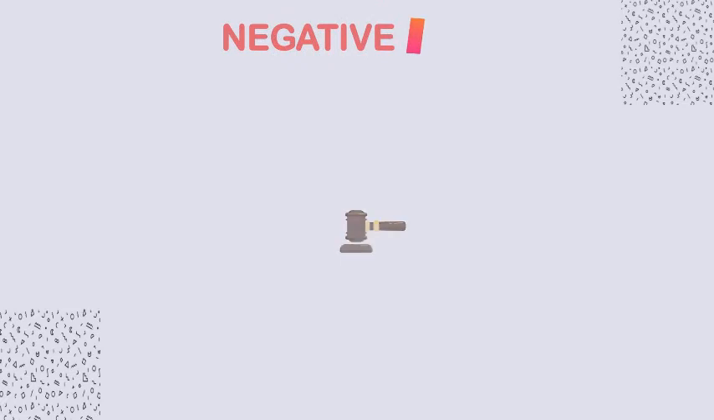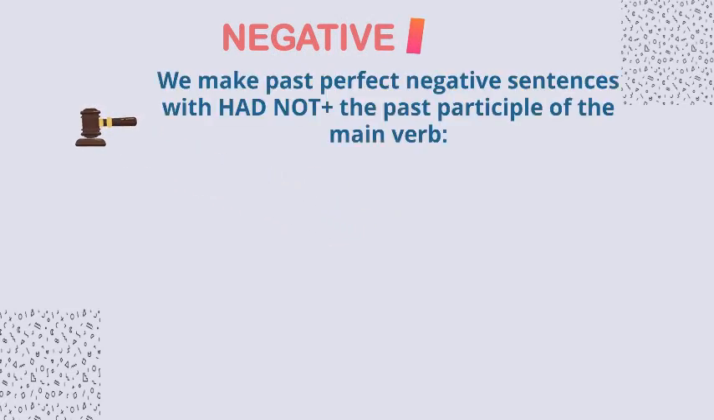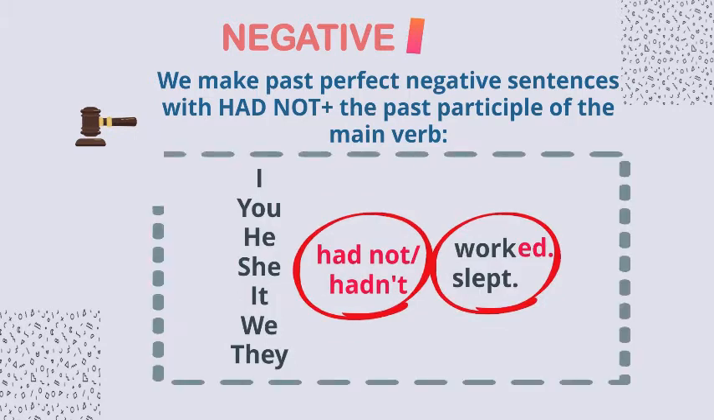Next, we'll learn how to make the negative forms. We make past perfect negative sentences with had not, hadn't, and the past participle of the verb, so we say I had not worked, you had not worked, he had not worked, she had not worked, it had not worked, we had not worked, they had not worked. Or I hadn't slept, you hadn't slept, he hadn't slept, she hadn't slept, it hadn't slept, we hadn't slept, they hadn't slept.